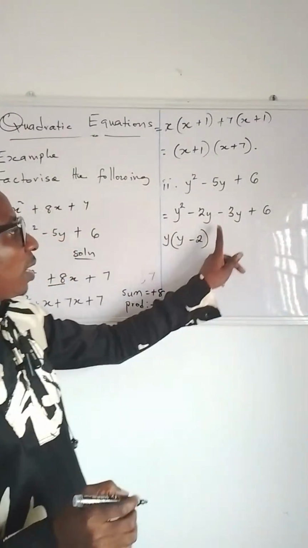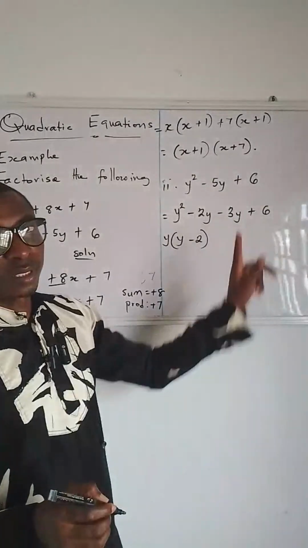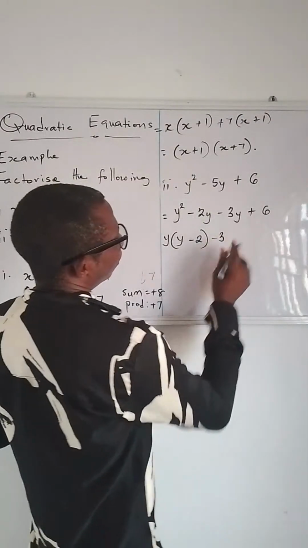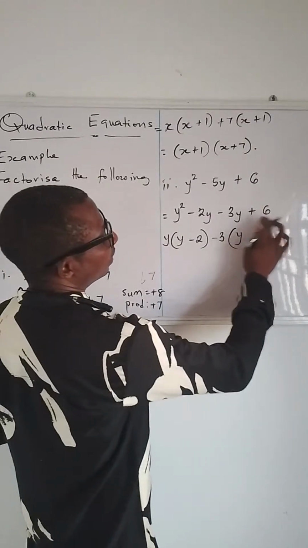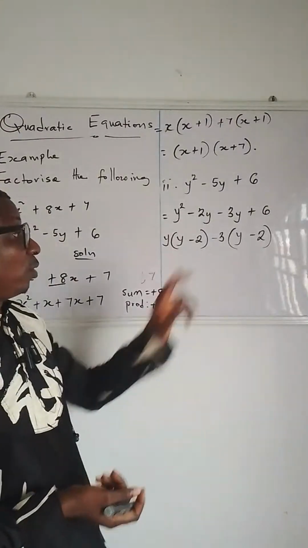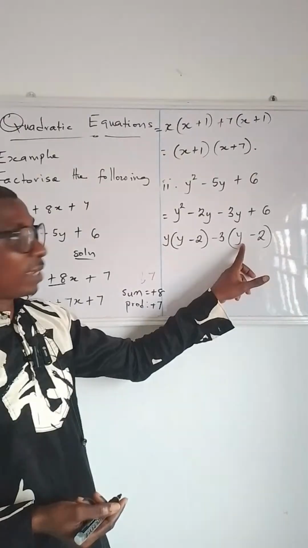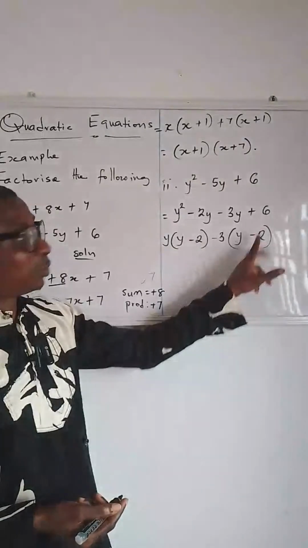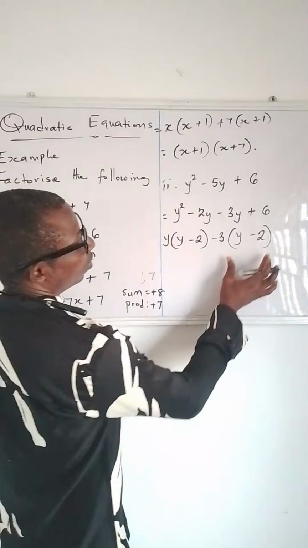Okay, so now let us look at this pair as well. What is going to be the common factor? That is going to be negative 3. So when you divide this by negative 3, you have y. Divide this by negative 3, you have minus 2. You will see when you open the bracket, you have what we have here. You can always confirm: minus 3 times y, you have minus 3y, minus 3 times minus 2, you have plus 6.